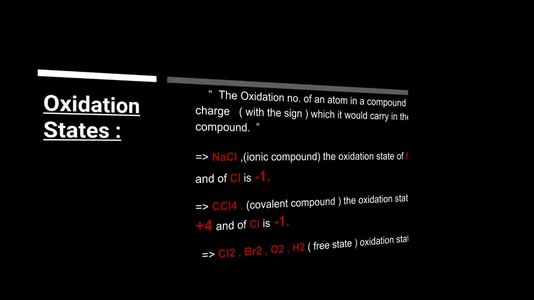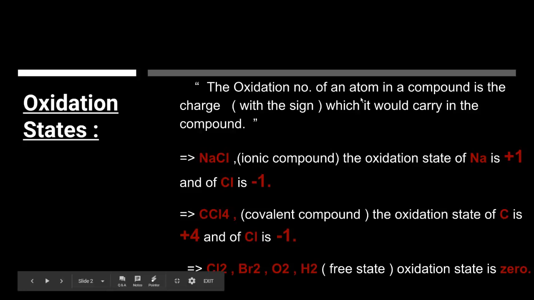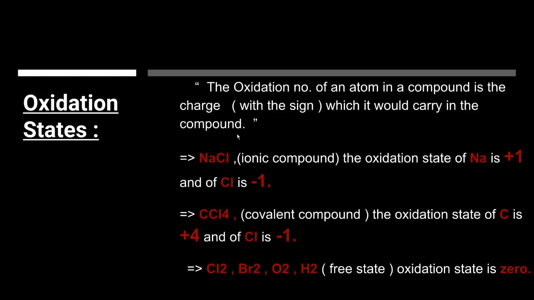Hello students, this video is about the oxidation states and the trends of the oxidation states in the periodic table. So let's start with the definition. The oxidation number of an atom in a compound is the charge with the sign which it would carry in the compound. I repeat, the oxidation number is the charge on an atom which it would carry in a compound. For example, this is sodium chloride.